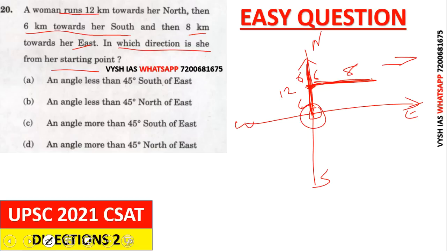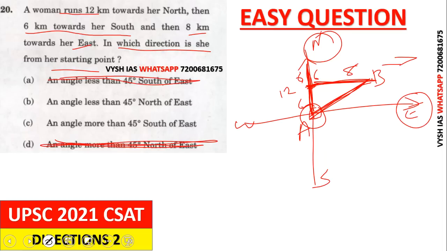This is the starting point. So this is the thing. They're asking from the starting point, suppose this is A, and this is B. From A to B, where is she in direction? So one thing you know, this is north, this is east. Okay, so she is in the northeast direction. So southeast you can eliminate anyway.